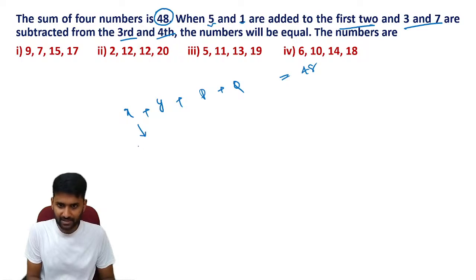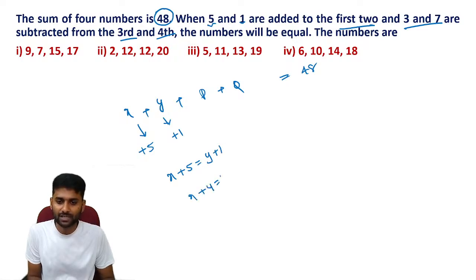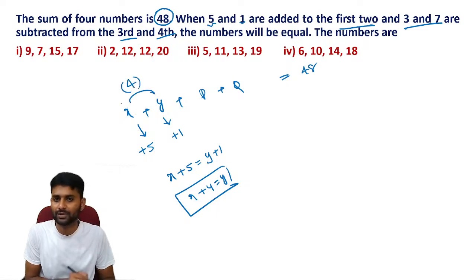They clearly mention that when 5 is added to the first number and 1 is added to the second number, those numbers are the same. It means x plus 5 is equal to y plus 1. Now here x plus 4 is equal to y. So here the difference between number to number is exactly 4 units. In the same way, second information, if 3 and 7 are subtracted, p minus 3 is equal to q minus 7. So definitely p value is 4 units more than q.